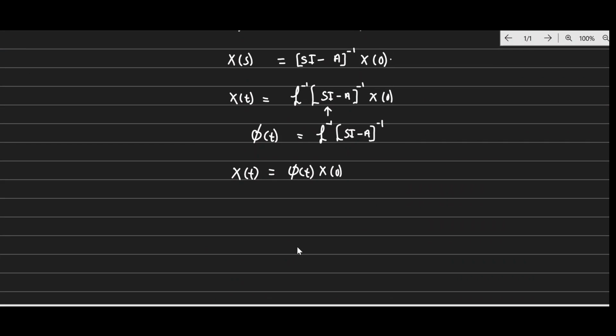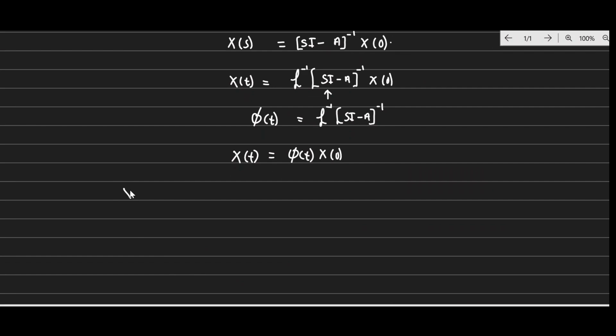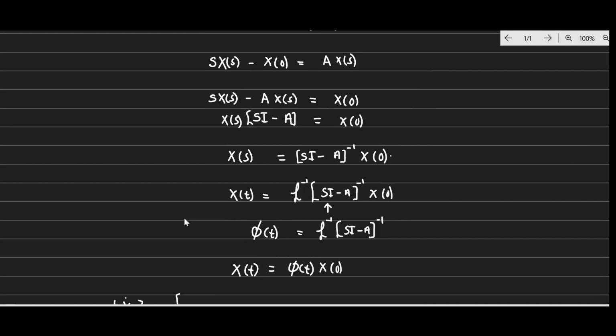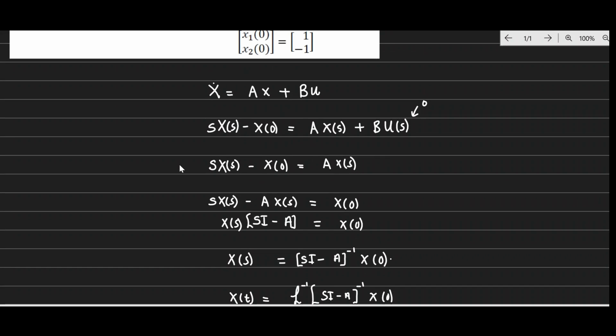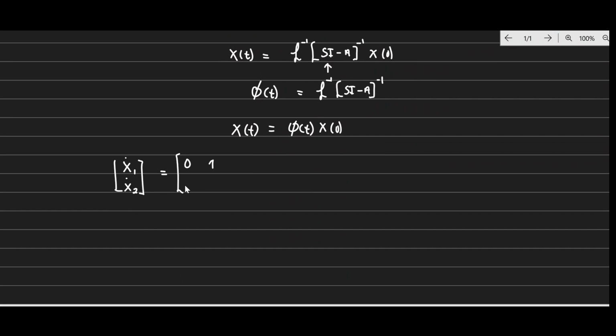Let us first write the problem here. We have the state equation: x1, x2 dot equal to a 2 by 2 matrix, which is [0, 1; -3, -2], I think, yes, multiplied by x1, x2. And we are given the initial conditions, x1 of 0, as well as x2 of 0.